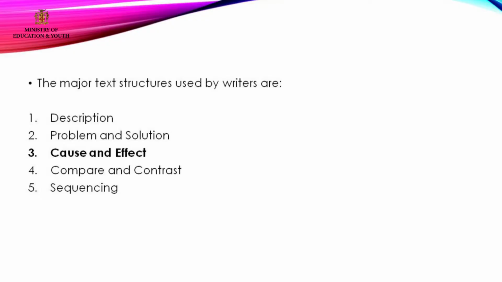Now, do you remember the big question? What are some of the ways that a writer can construct or organize their writing so that readers understand what they're saying? Well, a writer may use different text structures based on what they're writing about or based on the point that they want to make. The major text structures used by writers are description, problem and solution, cause and effect, compare and contrast, and sequencing. In today's session, we're going to be focusing on cause and effect. Are you ready? Let's go.